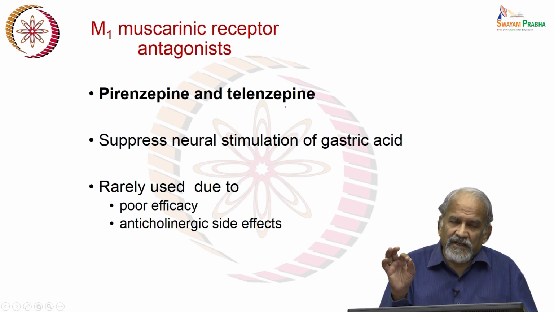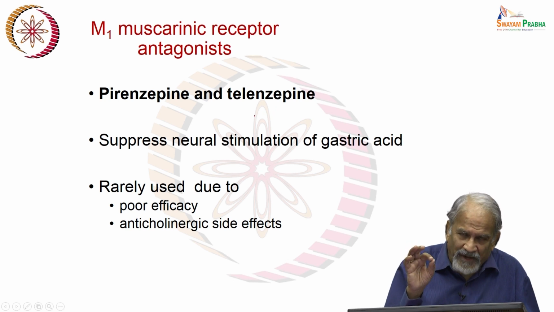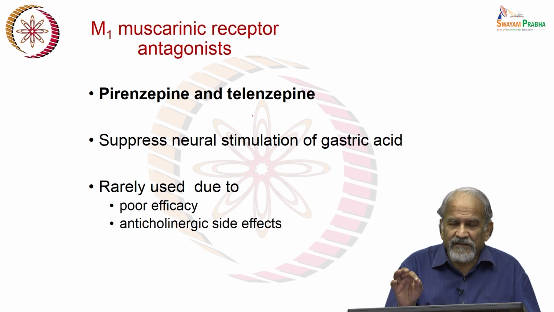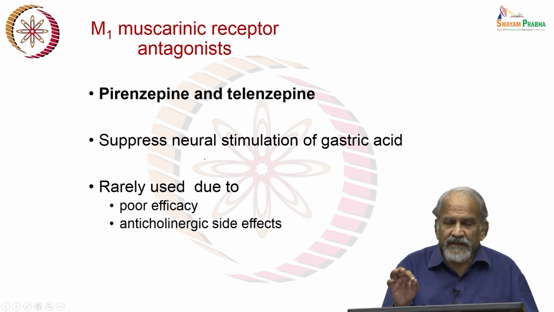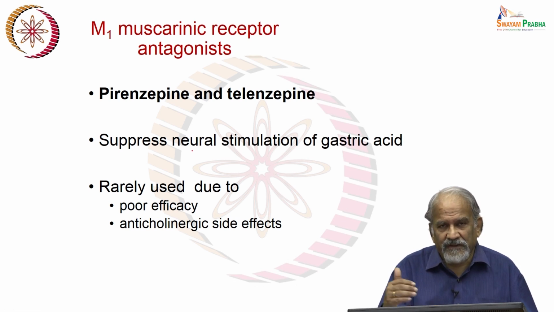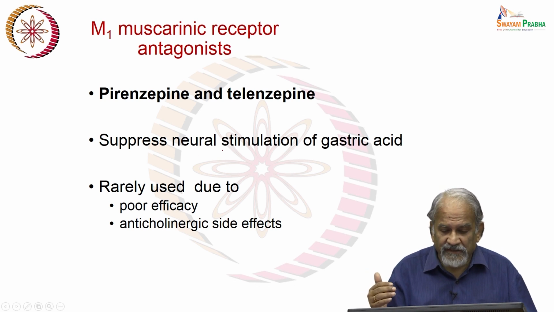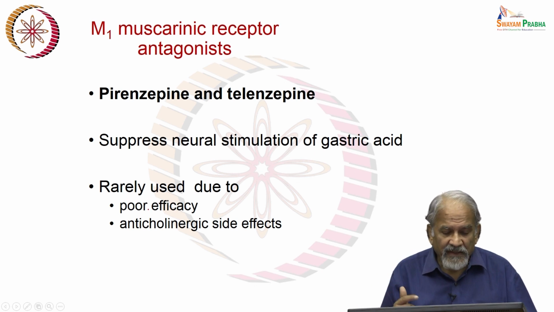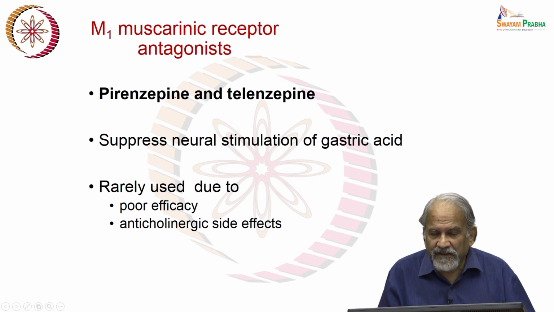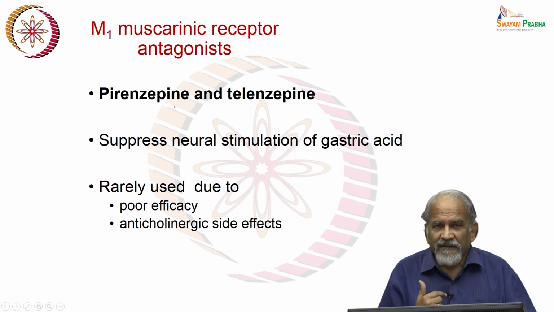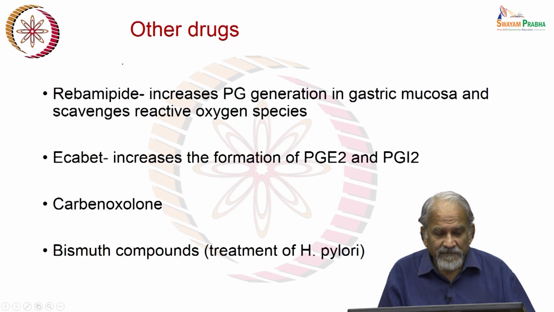Mind you that the cholinergic system is primarily not involved, and therefore, it is not the primary treatment, but it is usually given in combination in refractory cases with an H2 blocker or with proton pump inhibitors. It suppresses neural stimulation of gastric acid, and is a rarely used drug because of poor efficacy and because of the anticholinergic side effects. And if you remember, what are the effects of atropine? That all will be the side effects of pirenzepine: dryness of mouth, constipation, retention of urine, loss of accommodation.